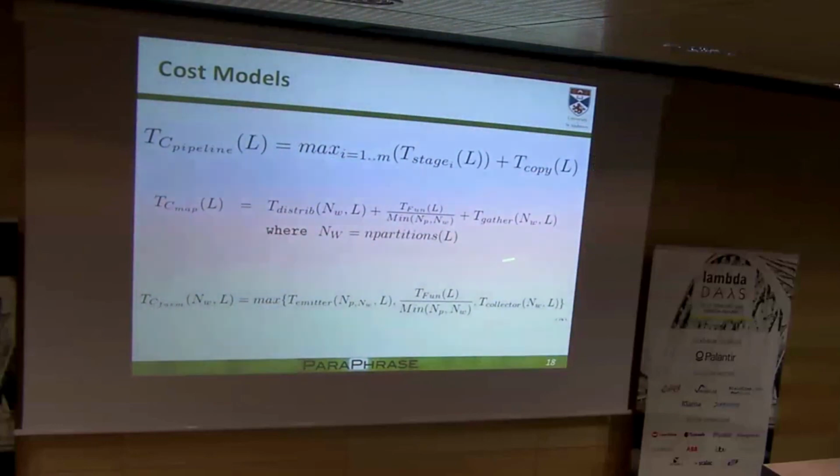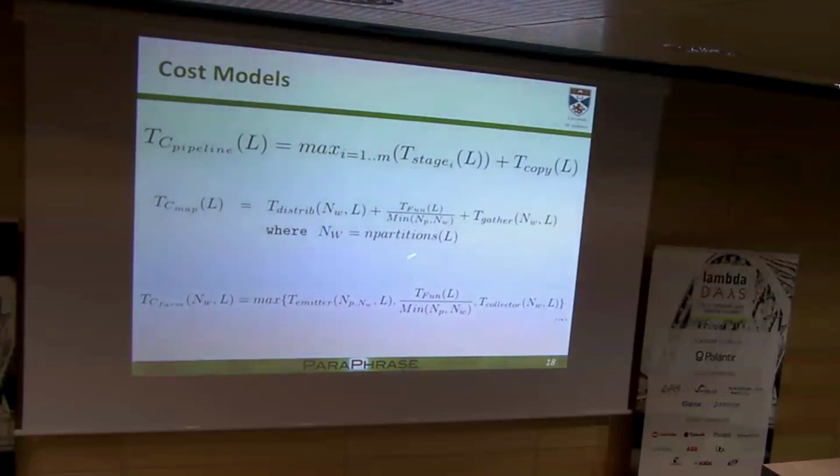The map is slightly different. You take all your workers and divide it by whatever's smaller, the number of workers or the number of CPUs you're running it on, plus some time to send your tasks out and some time to get your tasks back. So this gives you rough estimates.